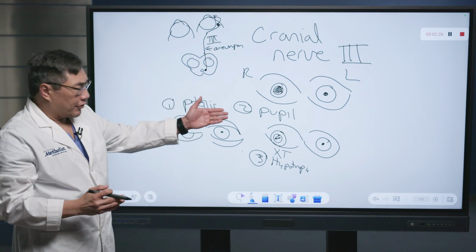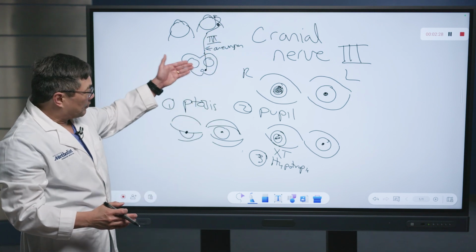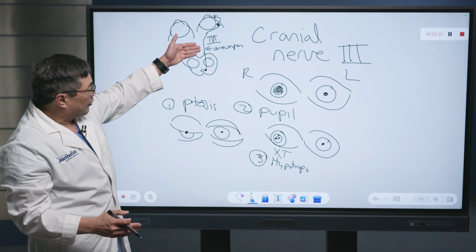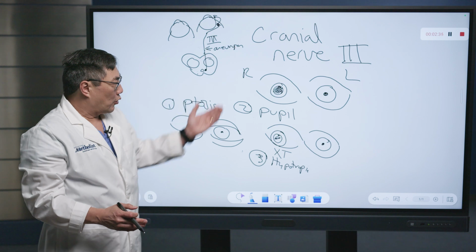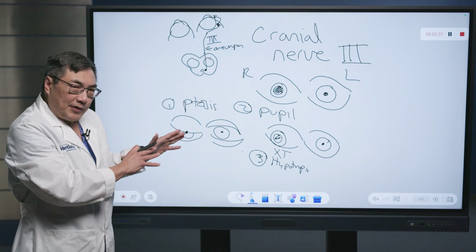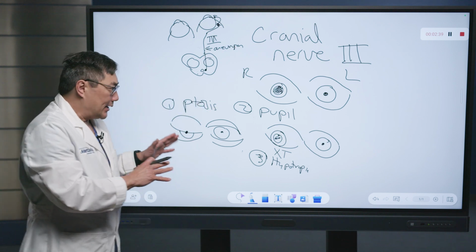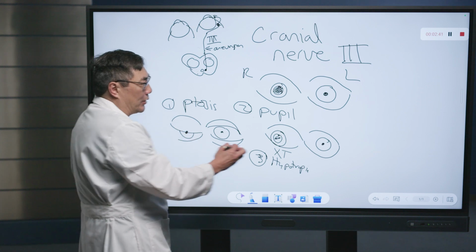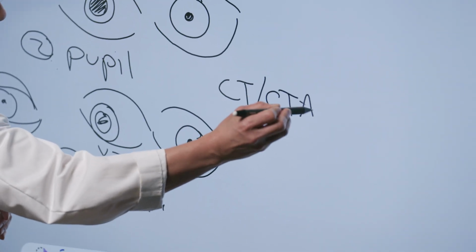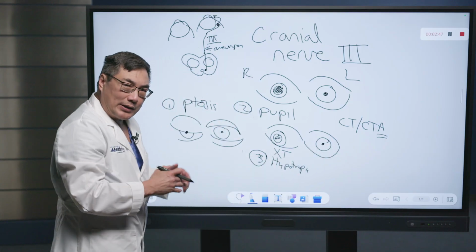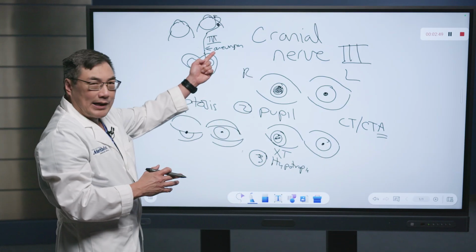And so when you have a third nerve palsy, it can be damage to the brainstem, it can be damage to the nerve in the subarachnoid space, it can be in the cavernous sinus, or it can be in the orbit. And so the workup for a cranial nerve 3 palsy is to do an imaging study. And normally that imaging study initially is a CAT scan, but we have to have an angiogram associated with that CAT scan because we're worried about this aneurysm.